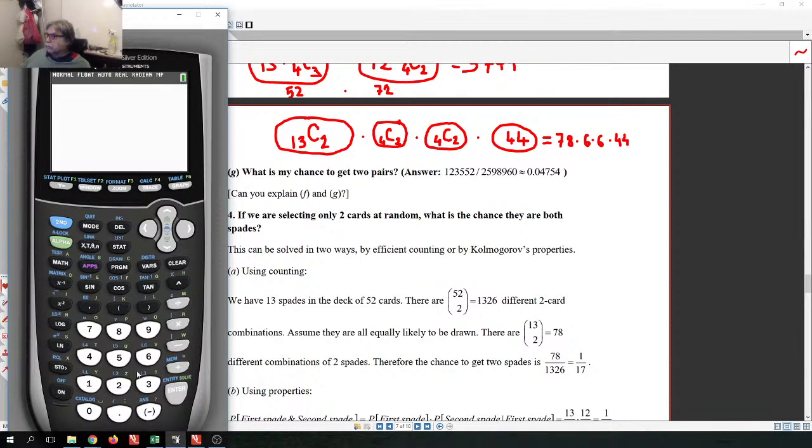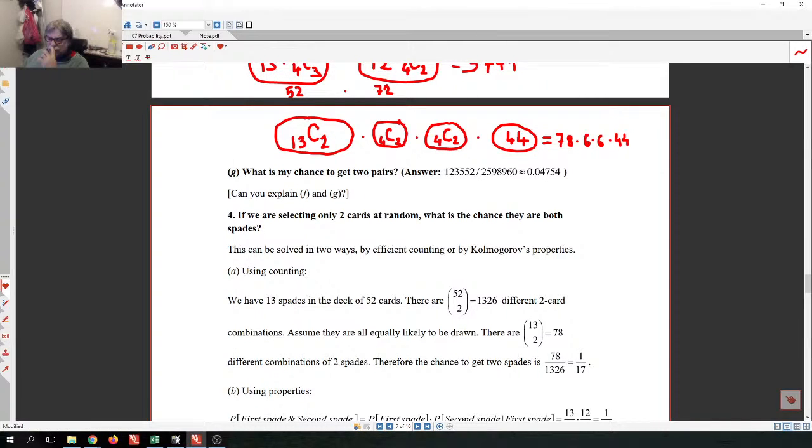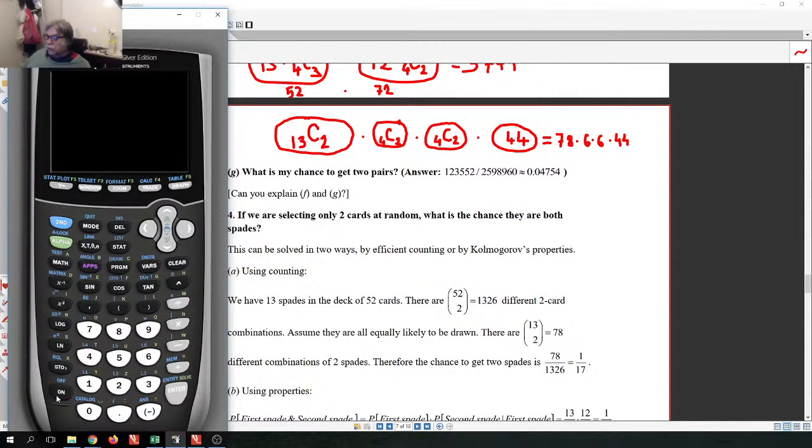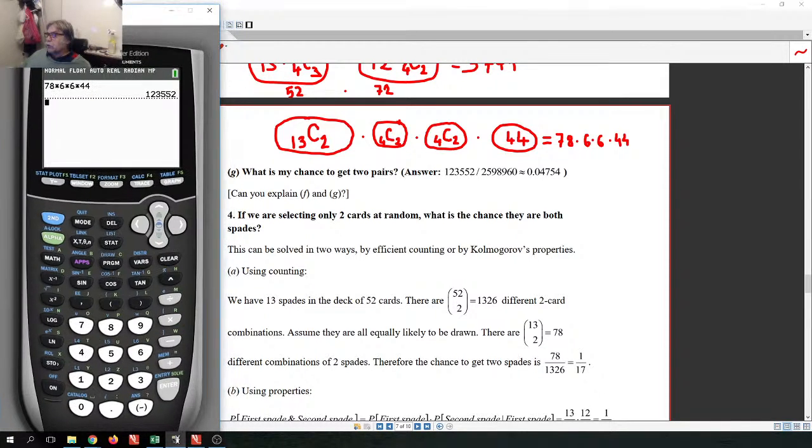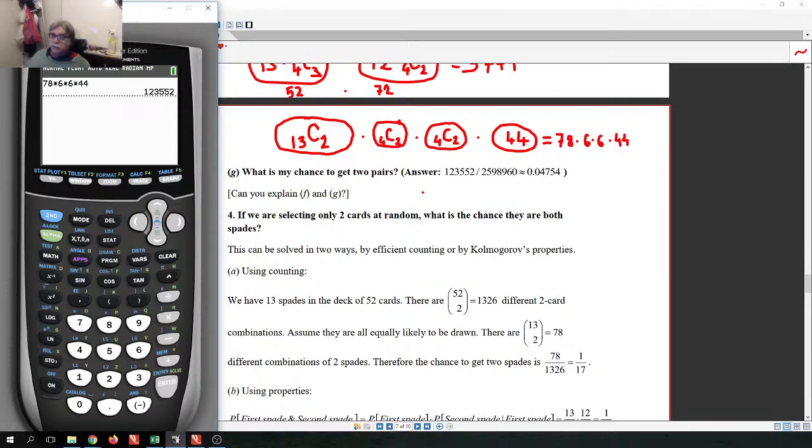Now you can check this out. So we have 78. Now you can check this out. So we have 78 times 6 times 6 times 44, which is 123,552. Okay? So the chance of you getting 2 pairs is the number of such hands divided by the total number of 5 card hands, which is 2,598,960. That's about 5%. Not very often you're going to see two pairs. 5% is 1 out of 20, right?